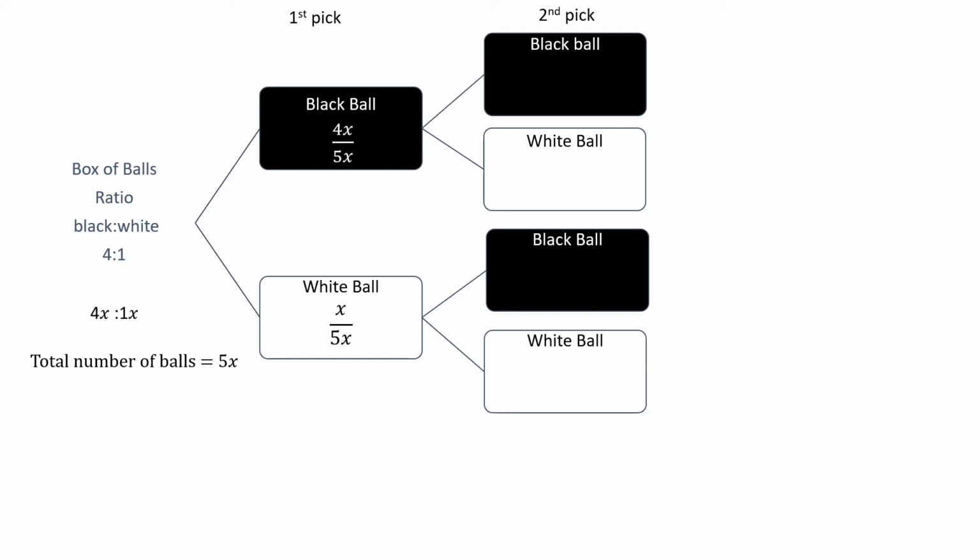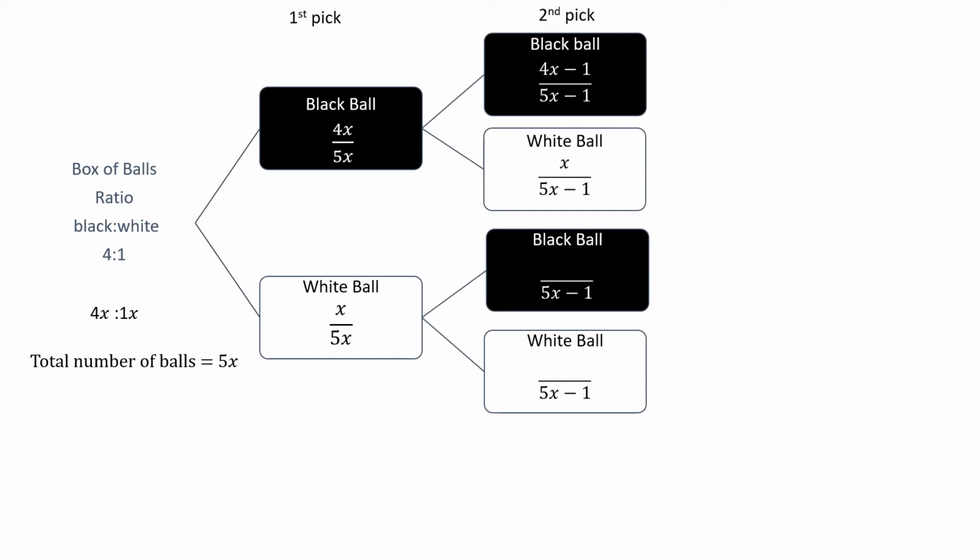Now, on the second pick, there is a ball missing as we did not replace the ball we picked out first. So on the second pick, the total number of balls is always 1 less, so 5x minus 1. If we picked a black ball the first time, we have 1 less black ball to select from now, so we have 4x minus 1 black balls. If we picked a black ball the first time, we have the same number of white balls, so the probability of our second pick being white is x/5x minus 1.